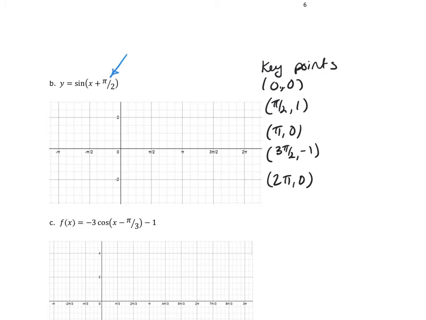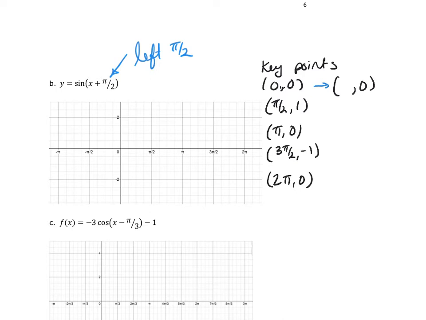What this does is it's a phase shift, right? It's a horizontal, not vertical, horizontal phase shift. It takes my graph and it goes in the opposite direction, so my phase shift is right, or excuse me, left. I want to go left pi over 2. So that takes all my key points and goes left.